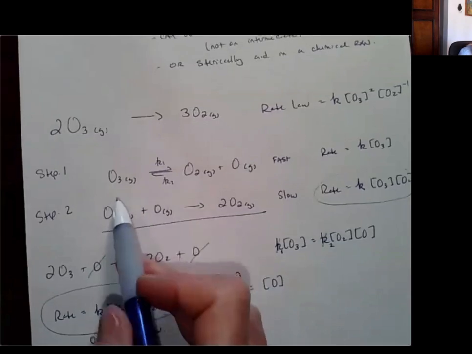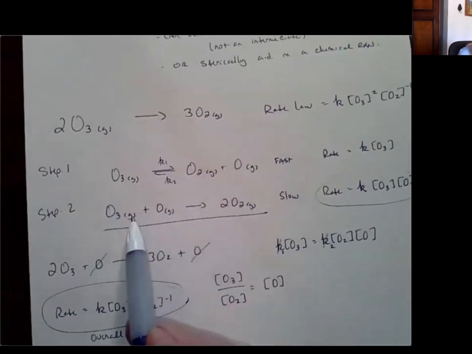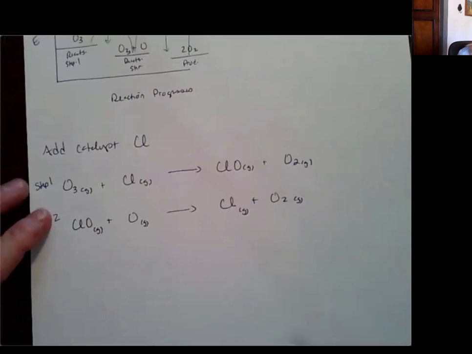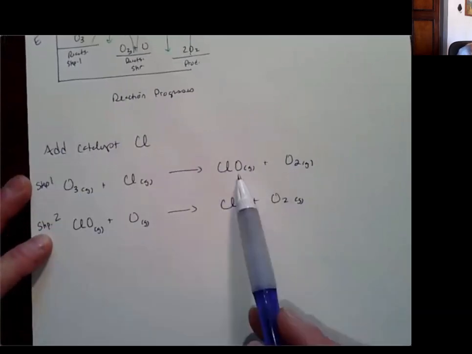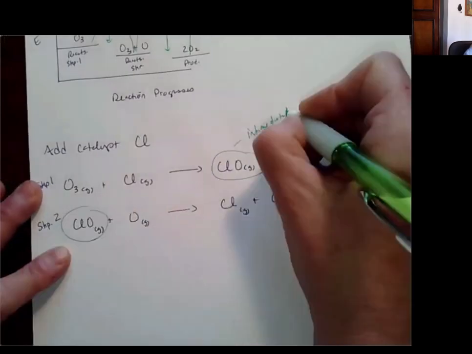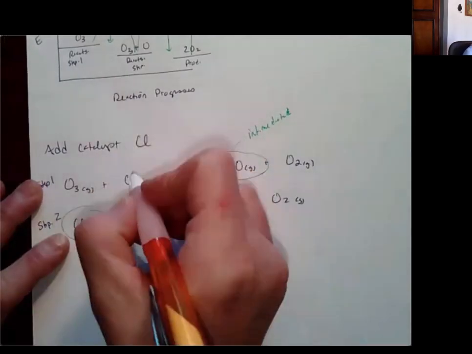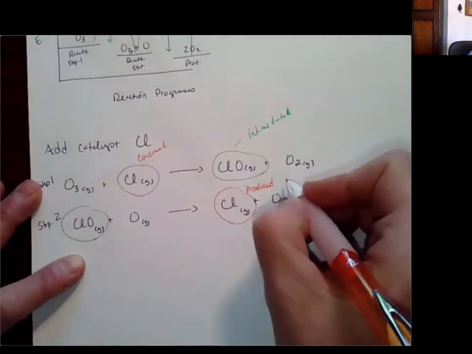Instead of O3 breaking into O2 and O, this is your fast step, and then waiting for another ozone molecule to react with this oxygen. Now I have O3 reacting with chlorine to form this intermediate here. Then that intermediate is used up in the next step to form O2. So this is my intermediate because it's produced and then consumed. This is my catalyst because it's used and then produced. So this is my catalyst.